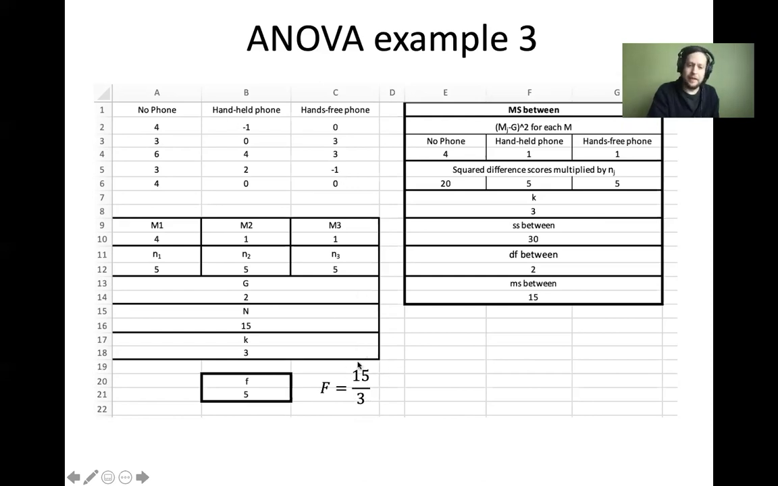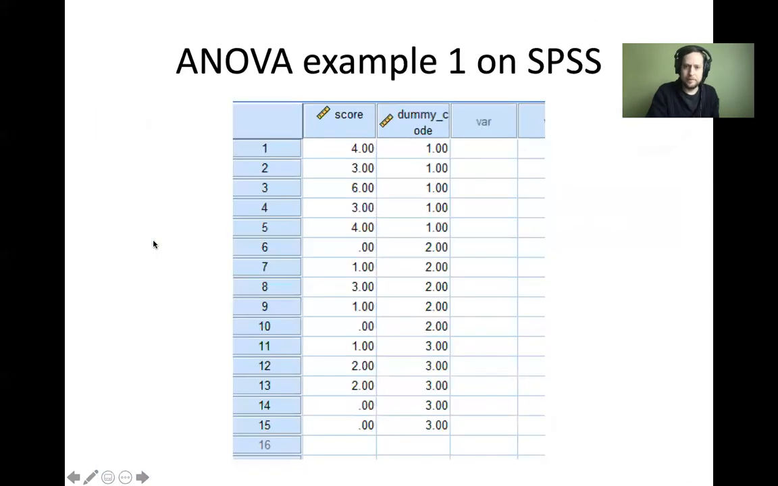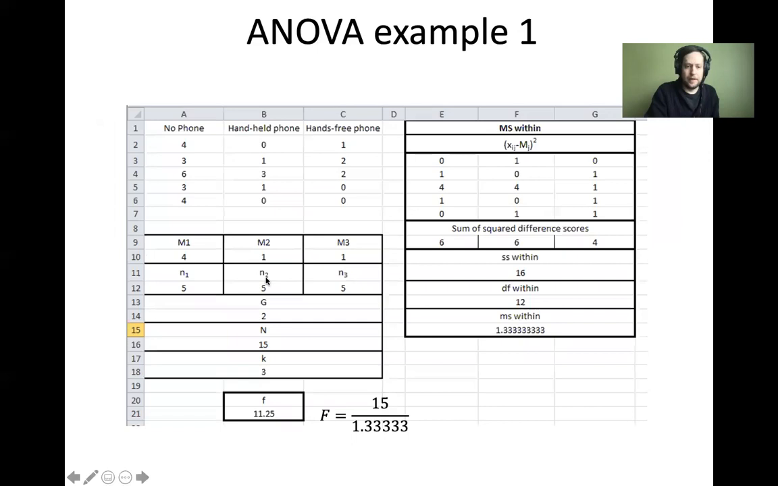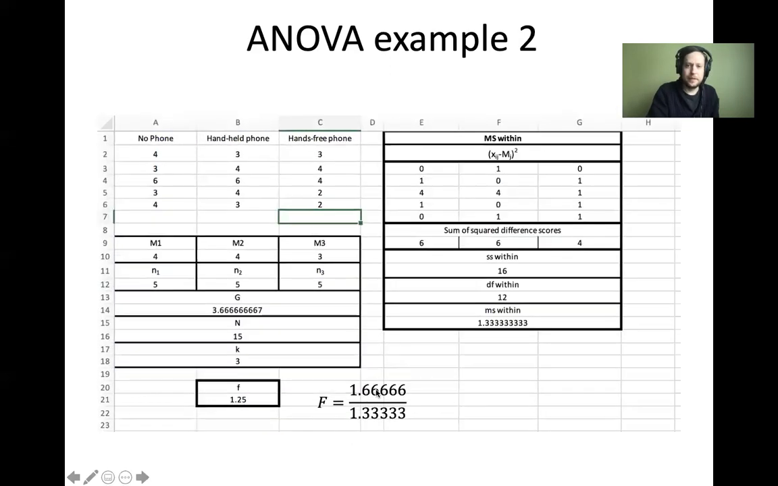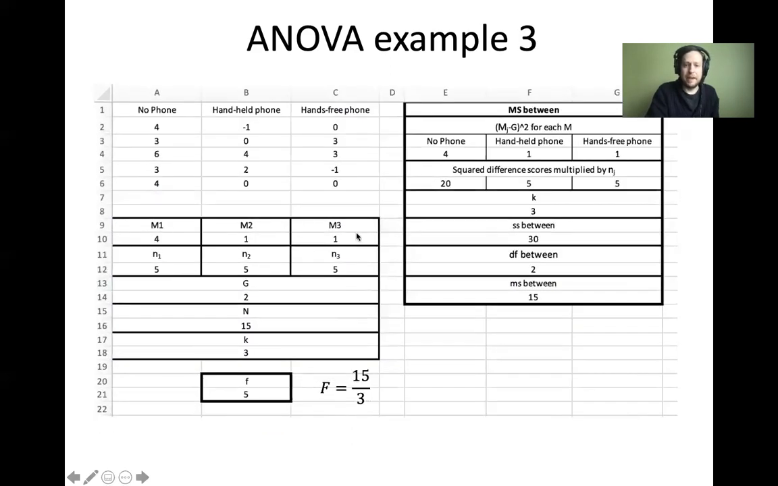The MS between, 15, is the exact same as it was in example 1. In example 1, the MS between was 15 because we had means of 4, 1, and 1. The magnitude of the difference among these means gave you an MS between of 15. In example 3, you have the exact same means, and so you have the exact same MS between of 15.